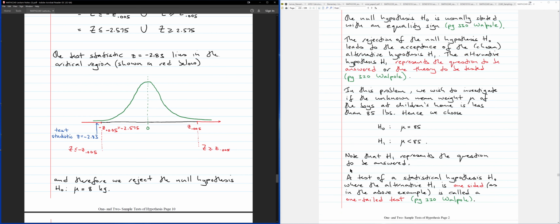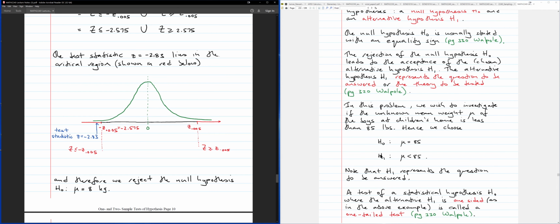So if your alternative hypothesis is, say, mu is less than or greater than, then when you test your hypotheses, you're using a one-sided test.